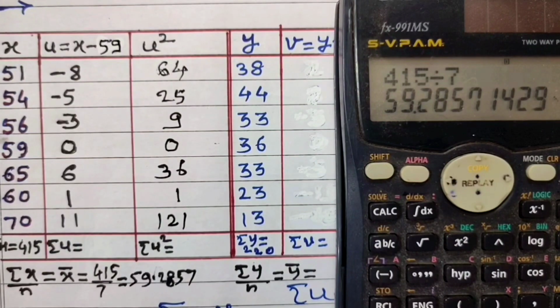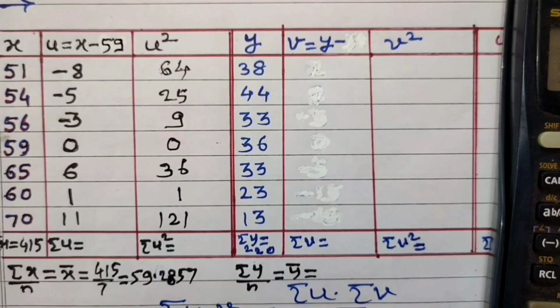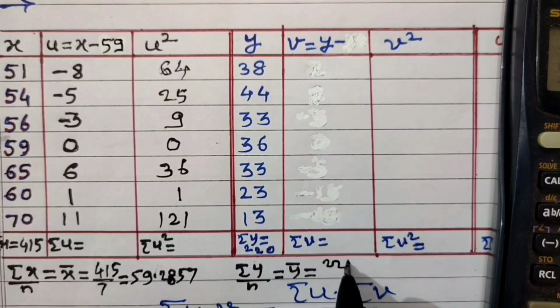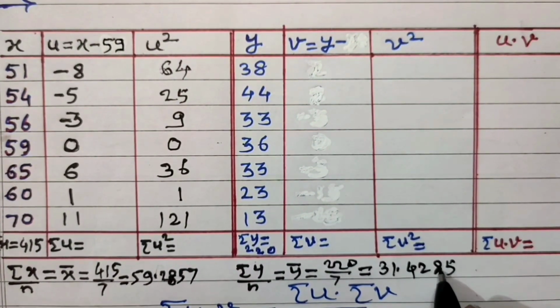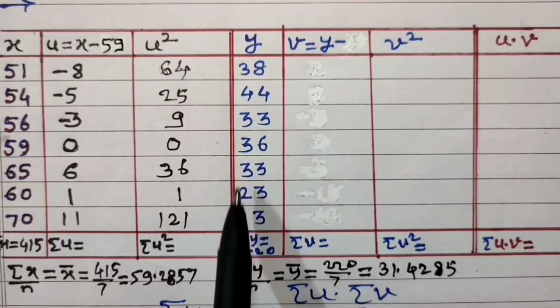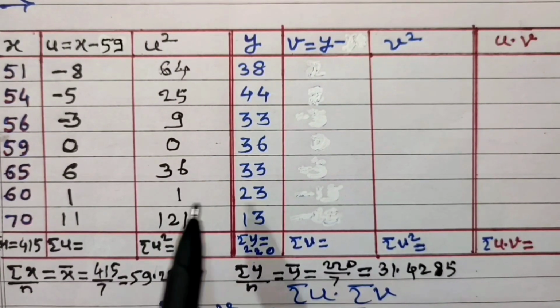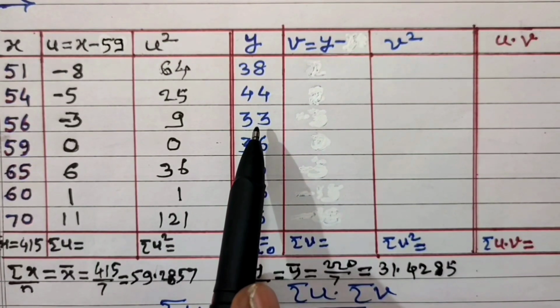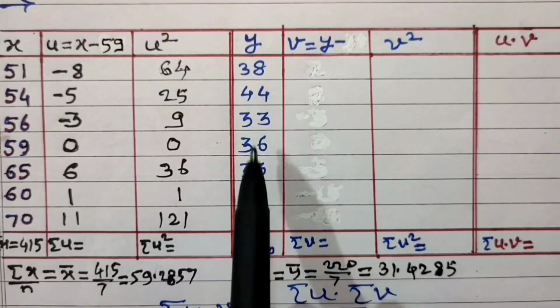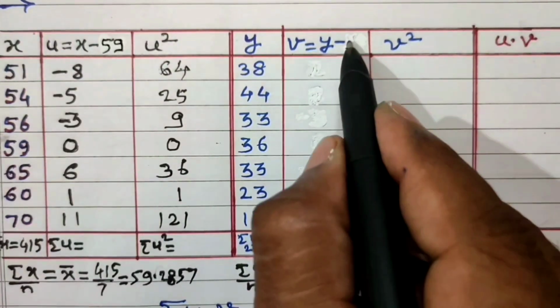Now let us find Y bar, that is nothing but the mean of Y series. Y bar is equal to summation of Y divided by N. N is 7 and summation of Y is 220, divided by 7. This is equal to 31.4285. Now we have to find the value of Y which is very close to this actual mean of Y series, and that value will be 33. So you can assume 33 as the assumed mean of Y series and find the deviations of each value of Y from this assumed mean. So V is equal to Y minus 33.